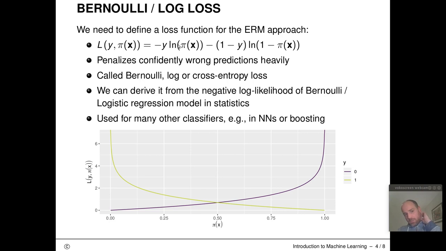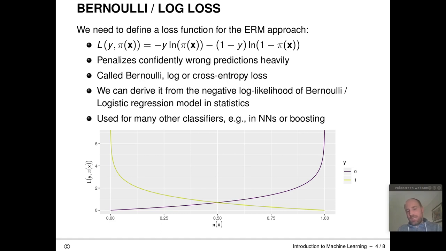I guess you can also notice that if you look at this loss definition here, for each observation, y must either be 0 or 1. So only one of these two terms actually will be active and the other will be 0. Where does this formula come from? It's possible to derive this formula from the negative log likelihood of a Bernoulli model. That's typically used in statistics. I don't want to do this here.